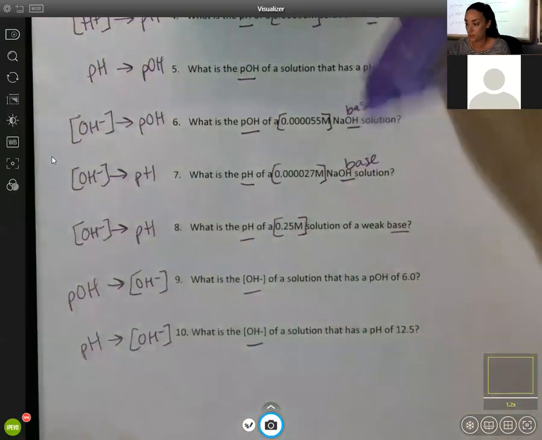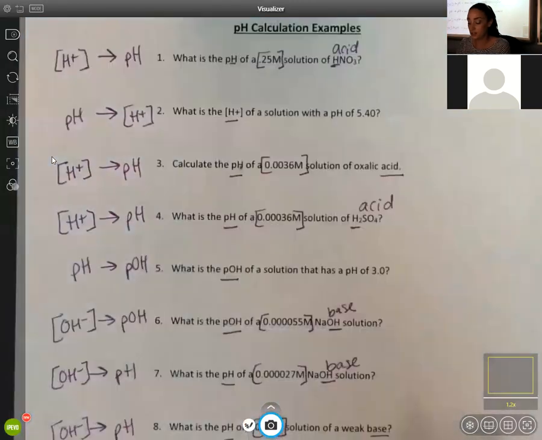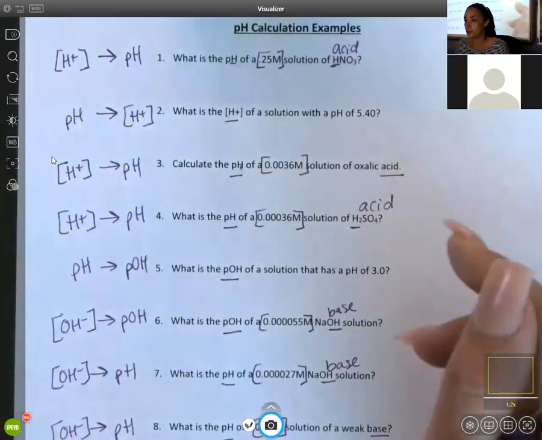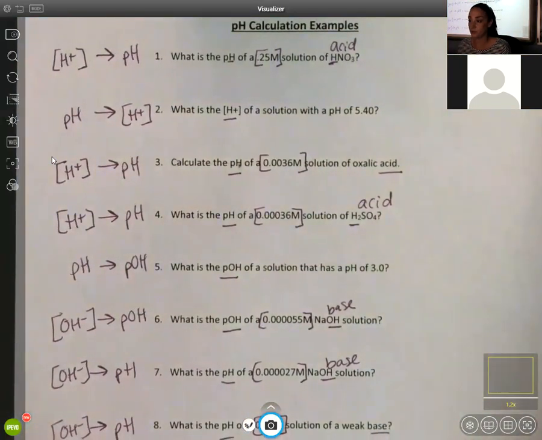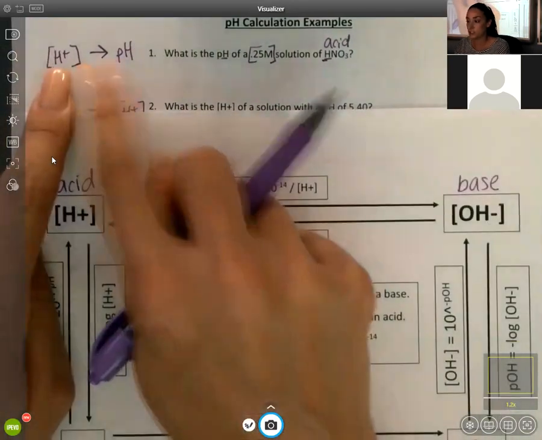Okay. So that is like the most important step that you can do, is figure out your pathway. The equations and calculations, it's easy. You just type them into the calculator, but you have to figure out which pathway you're taking in order to get those equations. So let's start with the first one. We're going from H to pH.